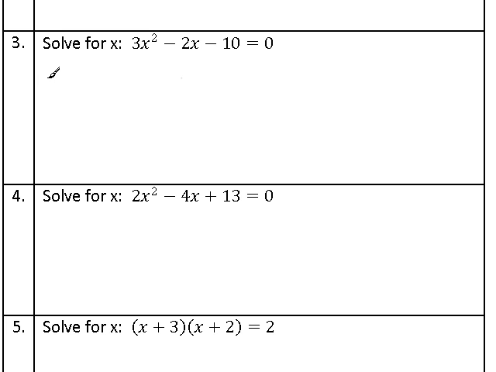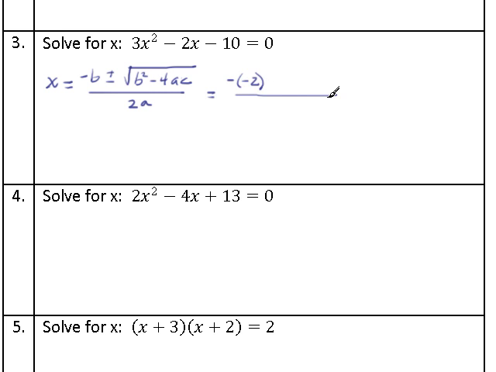All right, let me write it down. We have x is equal to negative b plus or minus square root b squared minus 4ac over 2a. So here we have negative minus 2, negative negative 2. That's for negative b plus or minus the square root. B squared, that's minus 2 squared, minus 4, a is 3, c is minus 10, over 2a, 2 times 3.